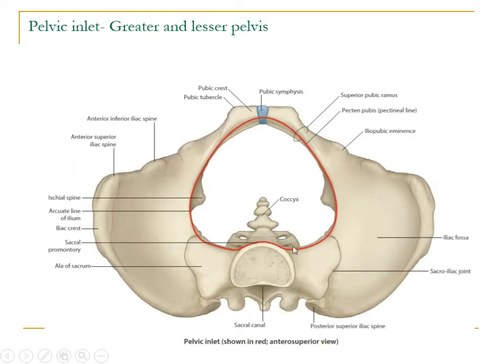This is the pelvic inlet. When we see from the superior side, projecting inward into the pelvic cavity are the inferior part of the sacrum and the coccyx, and the two ischial spines. But there is slight variation of this structure between the male and female pelvis.